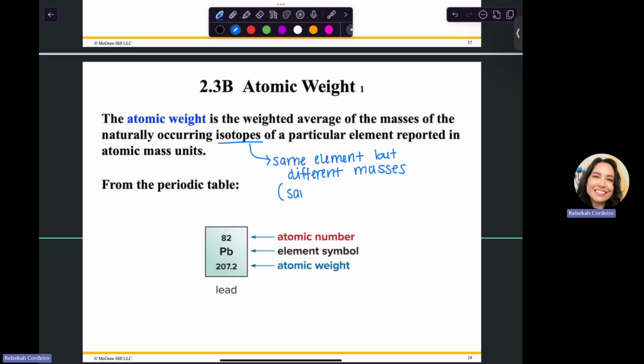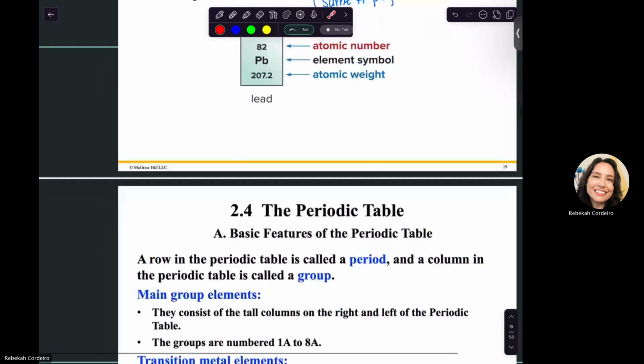Same element means it's going to be the same number of protons. Different masses means it's going to be a different number of neutrons. So if I say there are 4 isotopes of lead, that means they all have the same number of protons, but they have different numbers of neutrons. They'll have different masses. This number here is the weighted average of all those different masses for the different versions of that element. We will use this as our guide for the weight. You can just round to the nearest whole number to get an average mass.